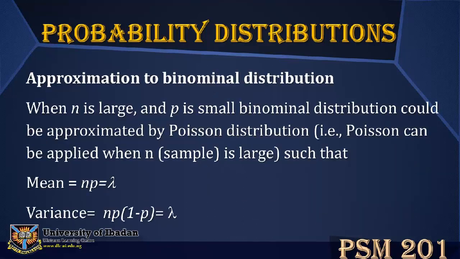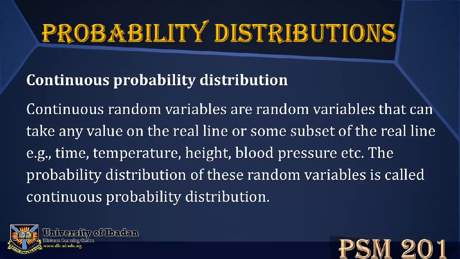Approximation to binomial distribution. When n is large and p is small, the binomial distribution could be approximated by the Poisson distribution. That is, Poisson can be applied when the sample n is large, such that the mean is equal to np, which is equal to lambda. The variance is equal to np(1 minus p), which is equal to lambda.